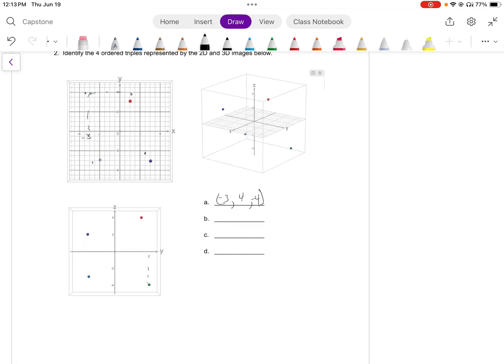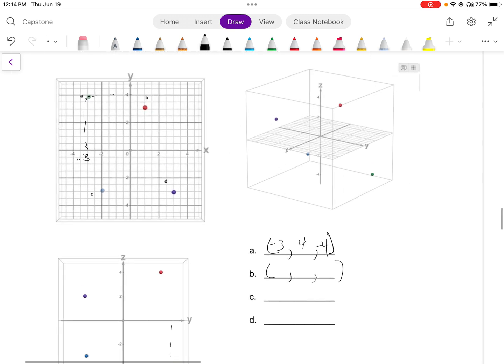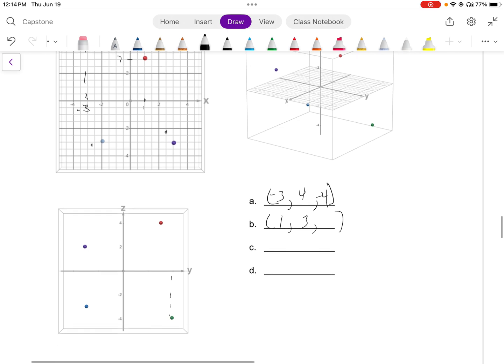Okay, B. Let's try B. For B, we have x is 1, y is 3, and it is up in the positive z, with a value of 4.